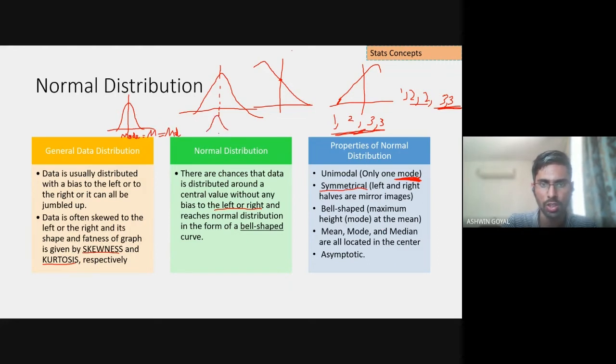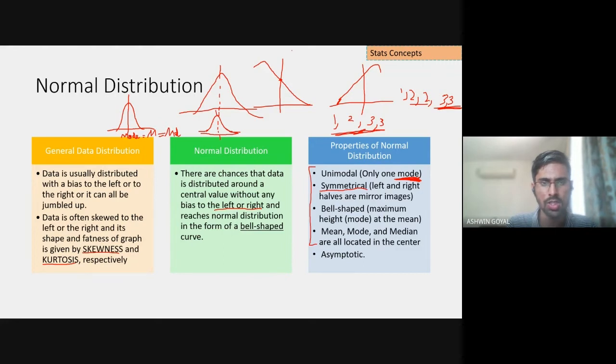And the third is it is asymptotic. It sort of tends to infinity. This distribution sort of tends to infinity. I think that is what we are talking about when we think about asymptotic. But yeah, these first four are the most important properties, right? All right. So that was normal distribution.